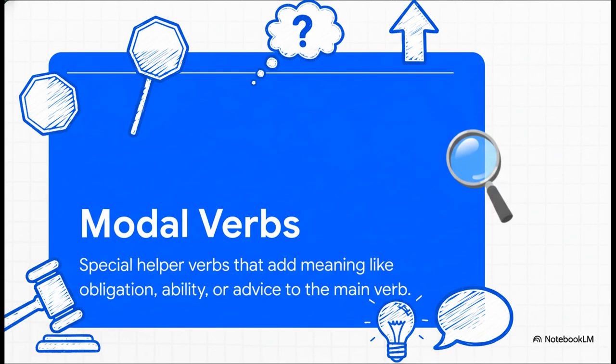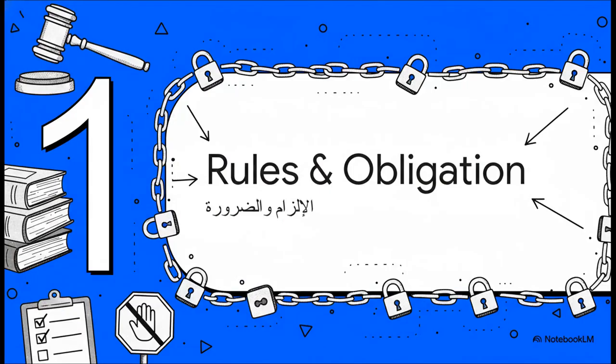So what are these things? The official name is modal verbs. But hey, don't worry about the fancy name. Just think of them as special helper verbs. They kind of team up with the main verb in a sentence to add extra meaning, to say if something is a rule, a skill, or just some friendly advice. First up, let's get into how we talk about rules and things we have to do.